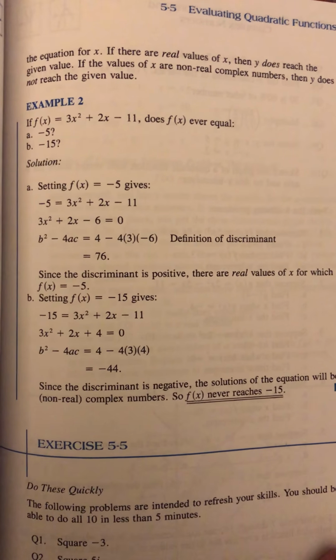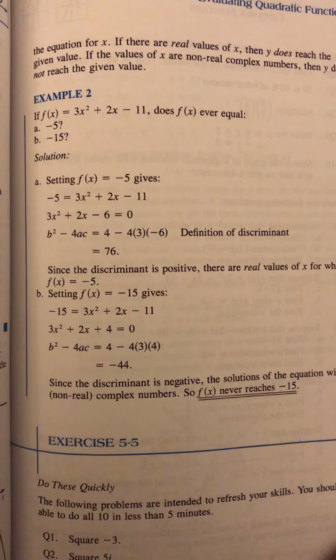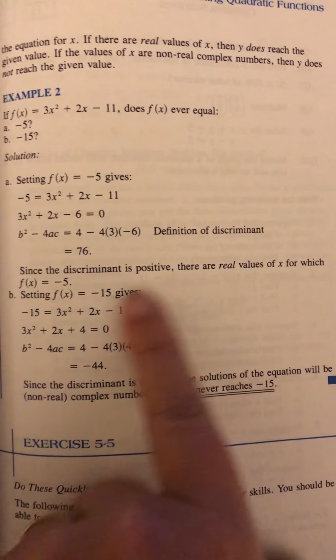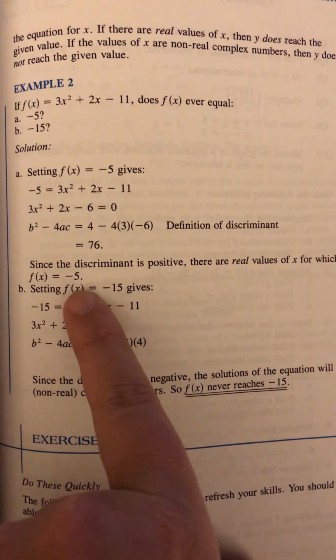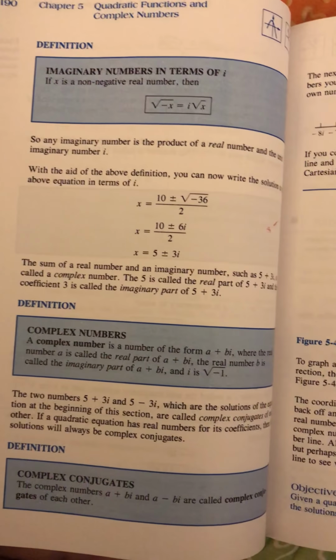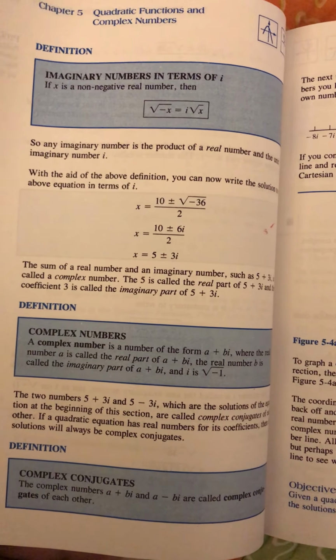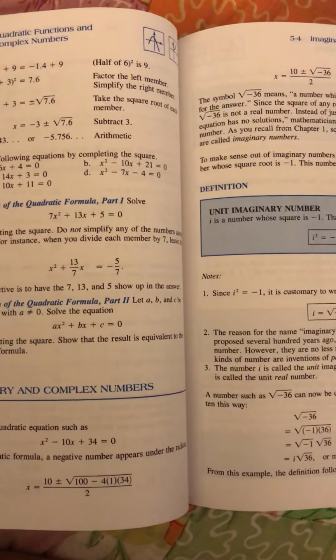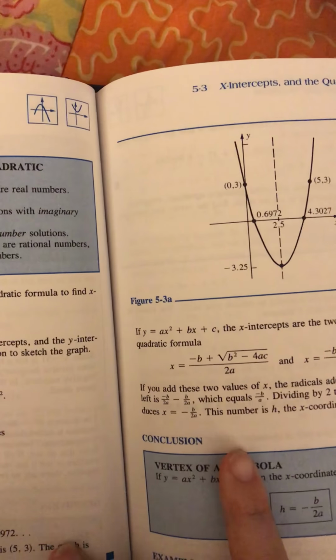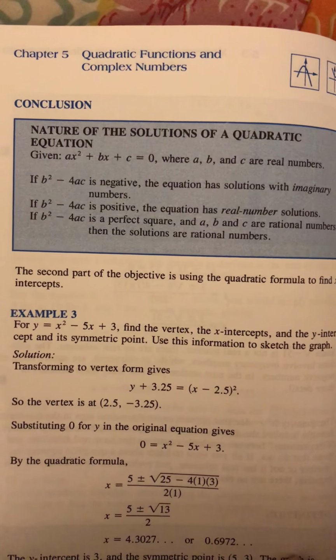Read through example 2 and make sure you understand it. And then look here, this is important. Since the discriminant is positive, there are real values for x for which f of x equals negative 5. Do you remember those tips back here? They're very important. Trust me, you're going to want to know them for your quiz. And they are on page 184. Y'all learned that blue box.